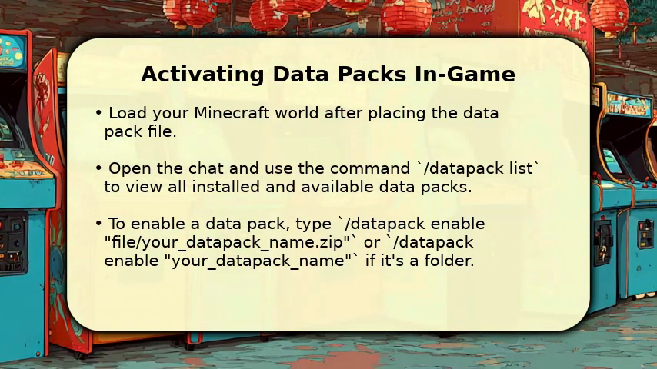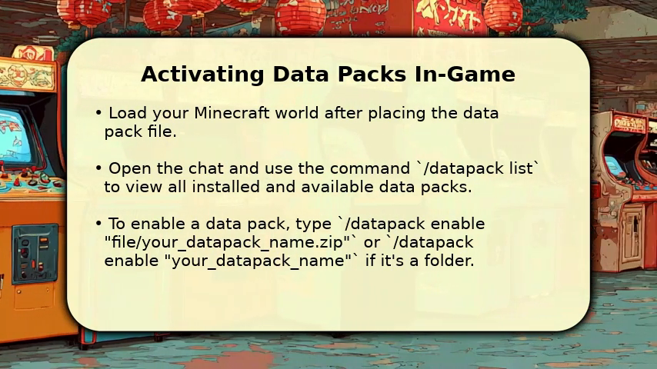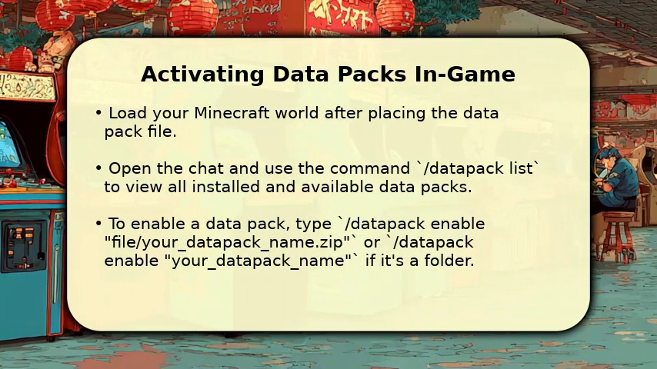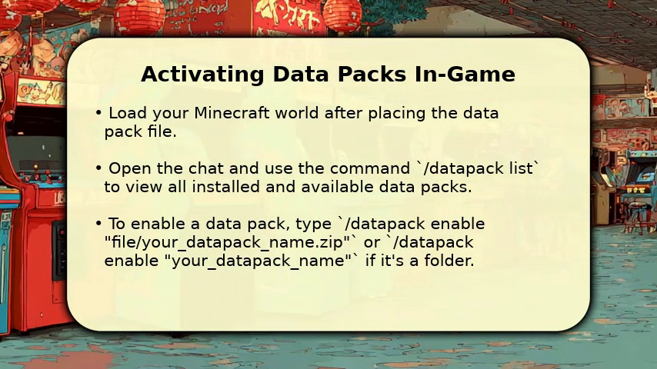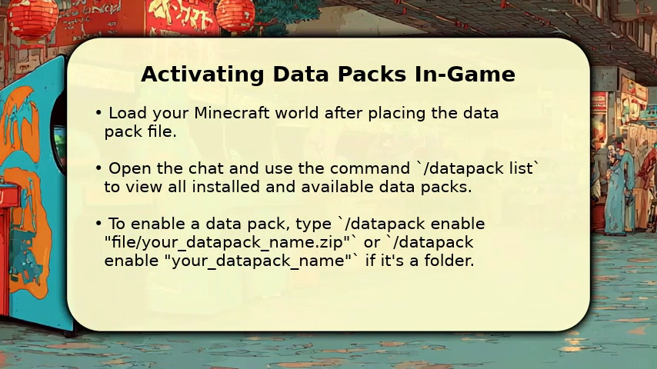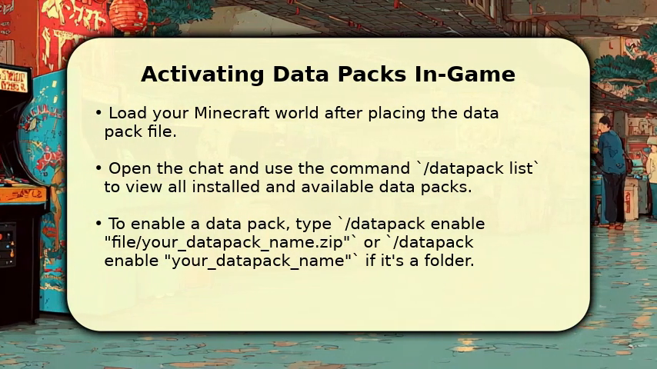With the data pack in place, load up your Minecraft world. To confirm it's recognized, open your chat and type /datapacklist. This command will show you all the data packs present, indicating if they are enabled or disabled. To activate a disabled pack, use /datapack_enable followed by the pack's name.